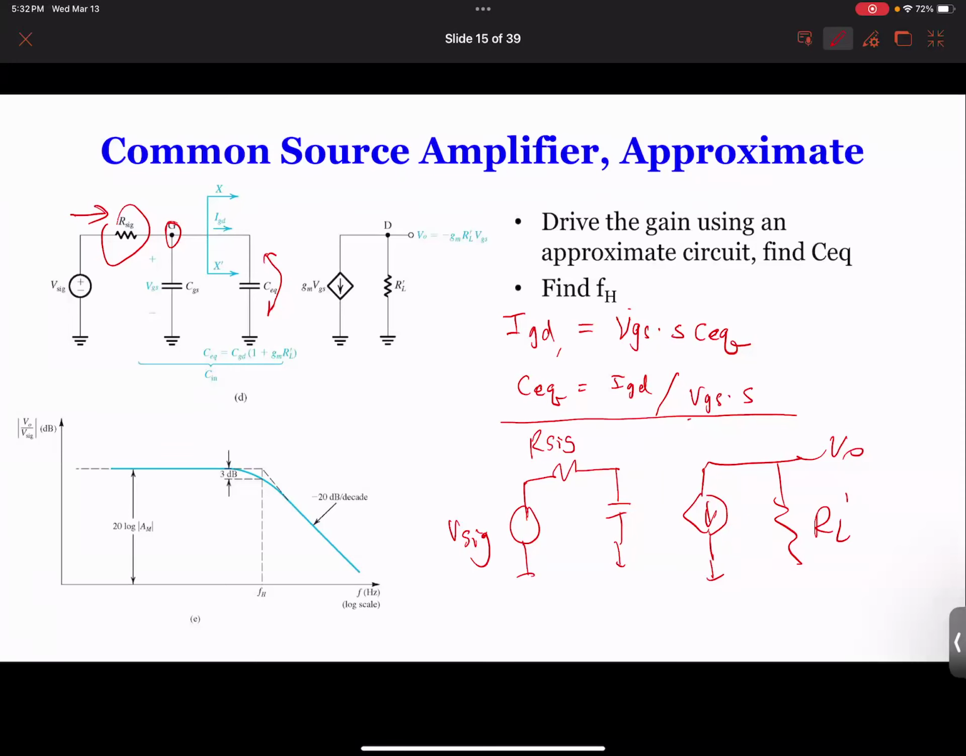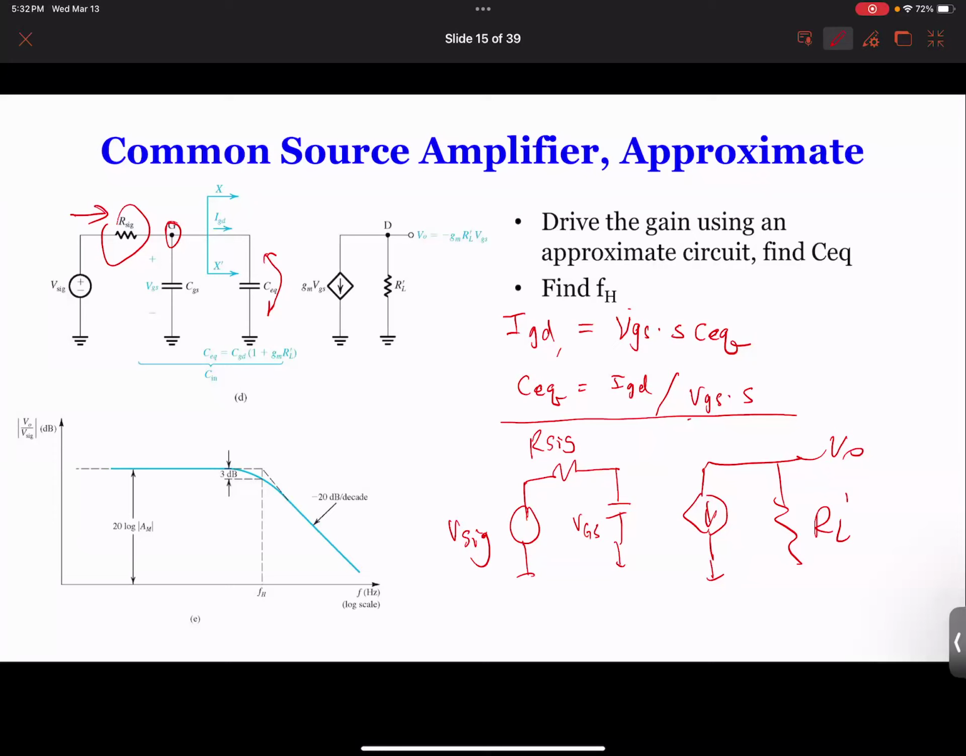And this is VGS. So now you can find, okay, if this is VGS over here, this becomes a voltage divider. So from VSIG, we can easily get the voltage of VGS, and we use GM times VGS, and then times RL prime, we get the output.